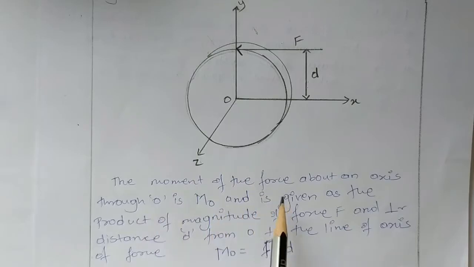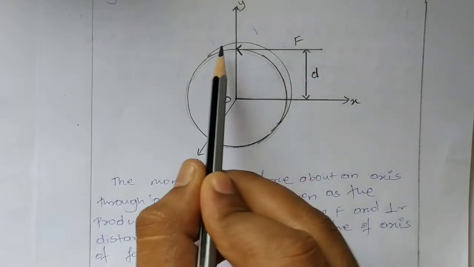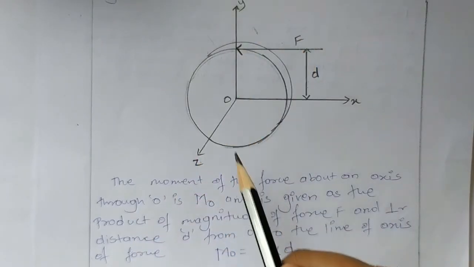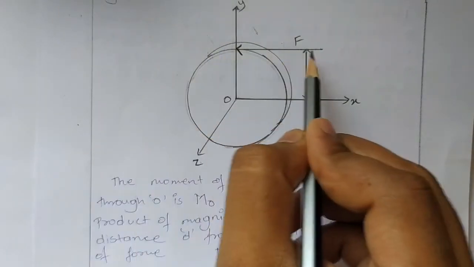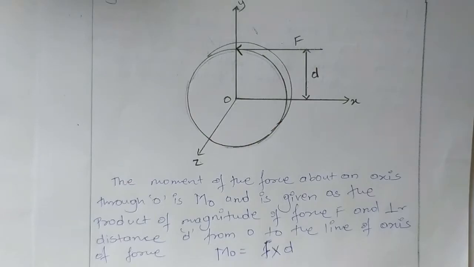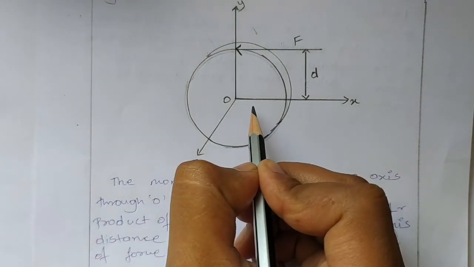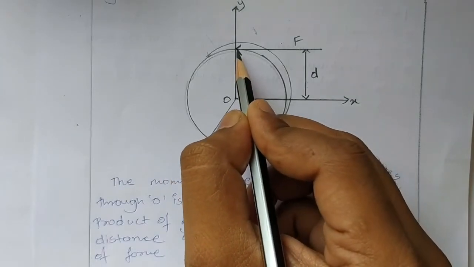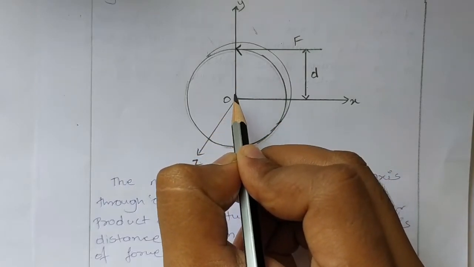The moment of a force about an axis through O is MO, and it is given by the product of the magnitude of force F and the perpendicular distance from point O to the line of action of force, which can be written as MO is equal to F into D. Here point O is called the moment center and the perpendicular distance, that is D, is called the moment arm.